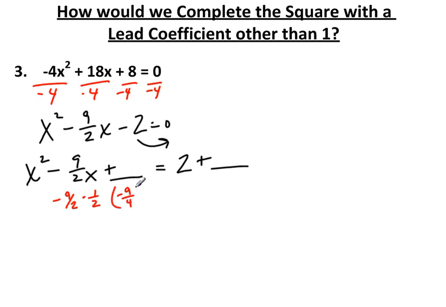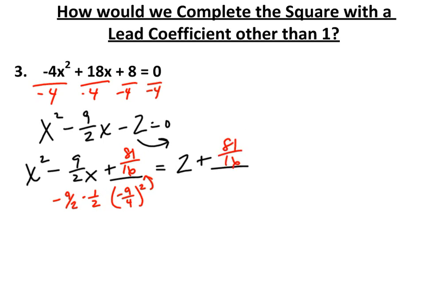But remember, I have to square it. So the process is the same. It's just a little bit harder because I'm dealing with dividing a fraction in half. But when you divide a fraction in half, you actually just double the denominator, if you notice that. So when I square this, I'm going to get a positive 81 over 16. And I'm going to have to add that to both sides.